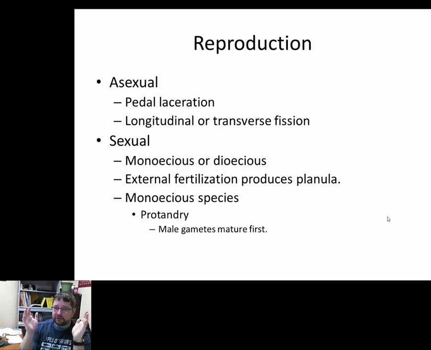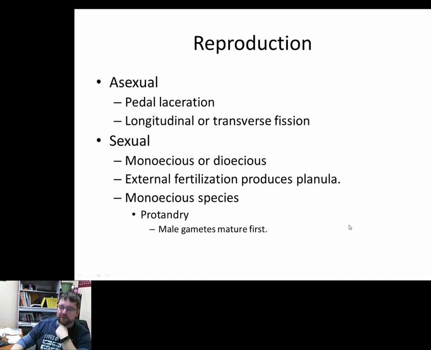So again, they're not fertilizing their own eggs. So they're going to release sperm into the water column. The sperm will dissipate out, find eggs of other females that have already released their sperm and now are releasing their eggs, okay, and form a planula larva, or a zygote and then a larva.